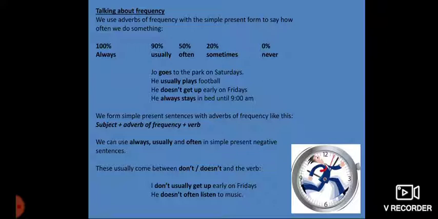Okay, the present continuous and the present simple tense, we have many time expressions. Like usually, always, often, sometimes, and never. These are degrees of frequency. Like when I say always, I mean all the time, 100% of my life. Like I go to school by bicycle. I always go to school by bicycle. It means every single day I go to school by bicycle.